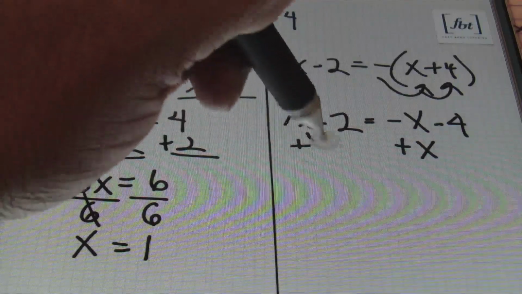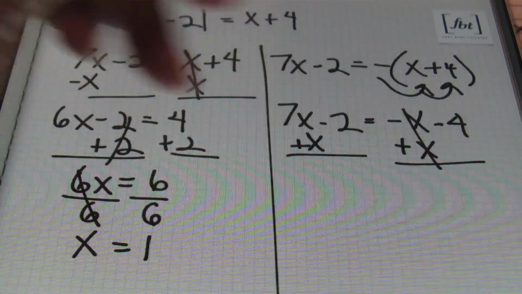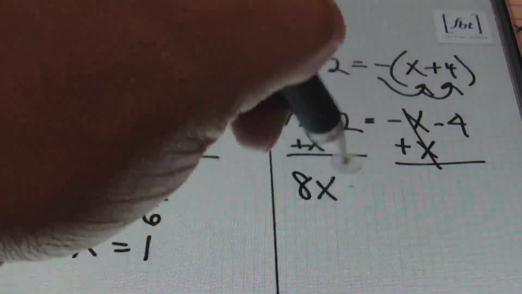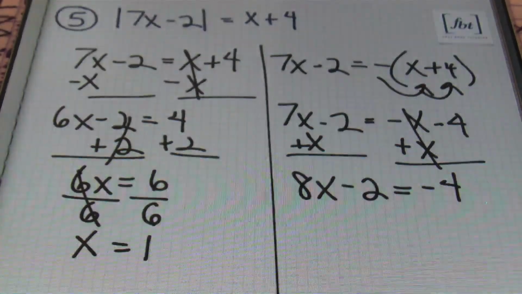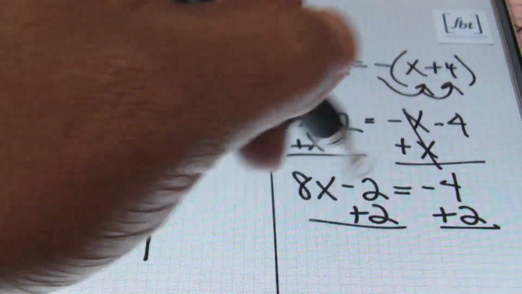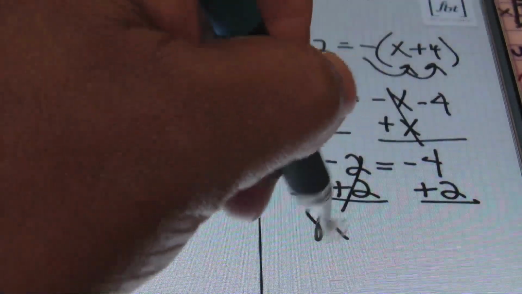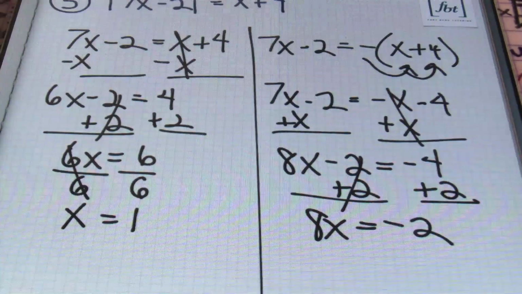Adding x to both sides here, I end up with 7x plus x. That gives me 8x minus 2, which equals negative 4. Then go ahead and add 2 to both sides. The 2's will cancel out on the right side, and bringing down 8x, it will be equal to negative 2.